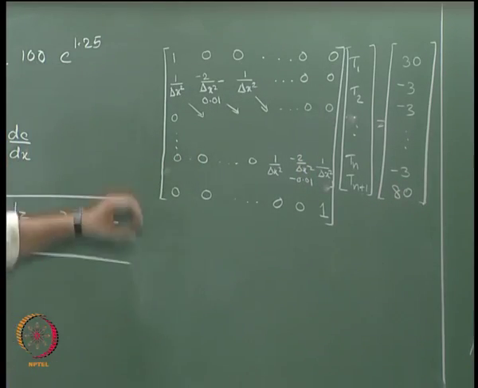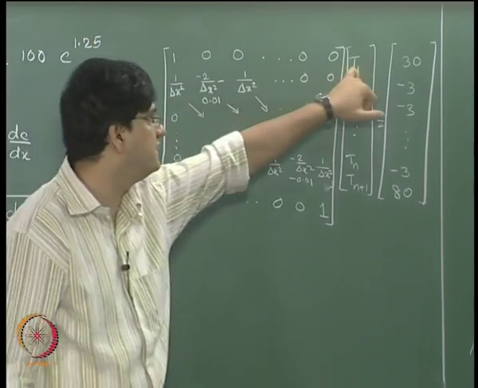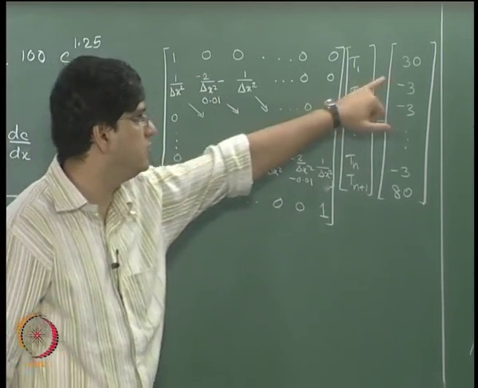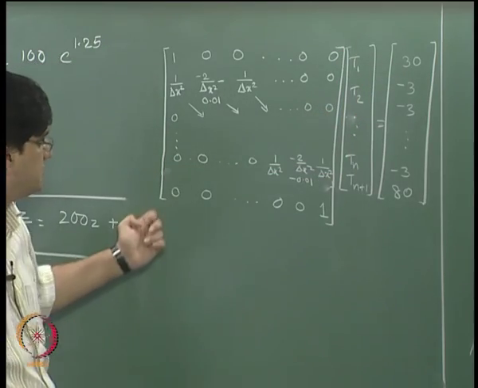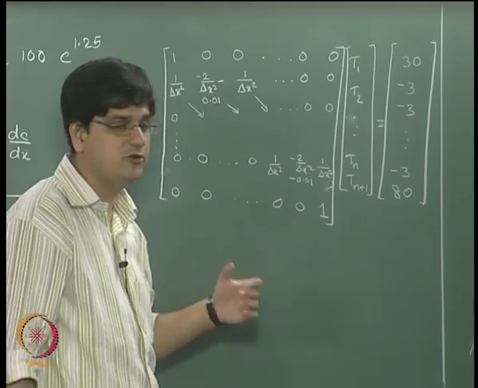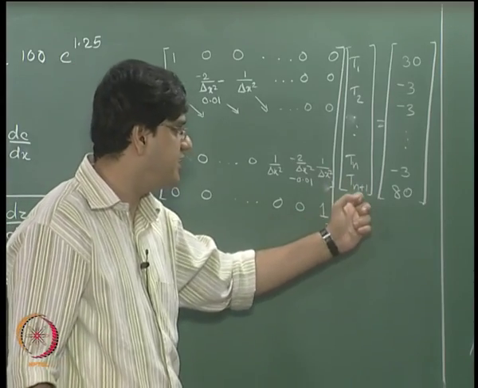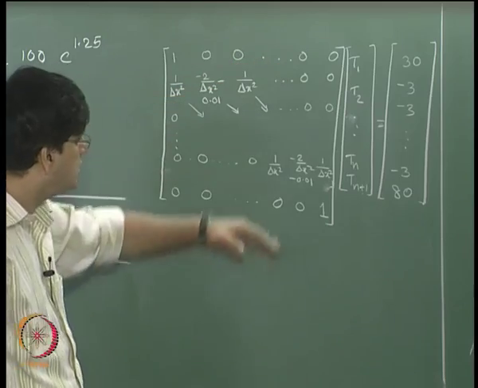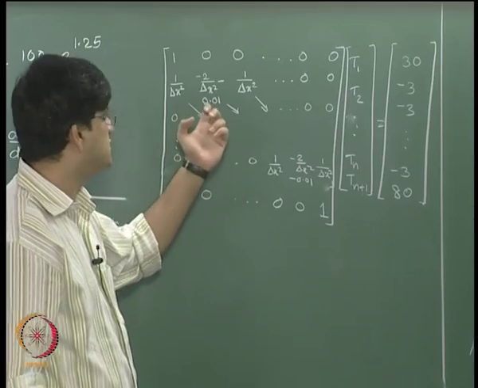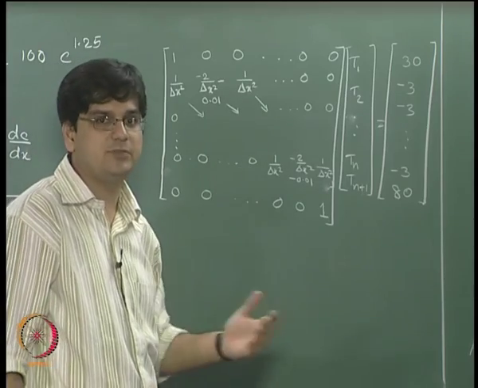Okay. So, to recap, for this particular example the first row has 1 corresponding to the T1 term and zeros everywhere. So, we will have T1 plus 0 plus 0 plus 0 equal to 30. So, T1 equal to 30 is our first equation. Our last equation has 0 multiplied by T1 plus 0 multiplied by T2 and so on, plus 1 multiplied by Tn plus 1. So, our last equation is going to be Tn plus 1 equal to 80, and all the middle equations are going to be 1 by delta x squared multiplied by Ti minus 1, minus 2 by delta x squared minus 0.01 multiplied by Ti, and 1 by delta x squared multiplied by Ti plus 1.